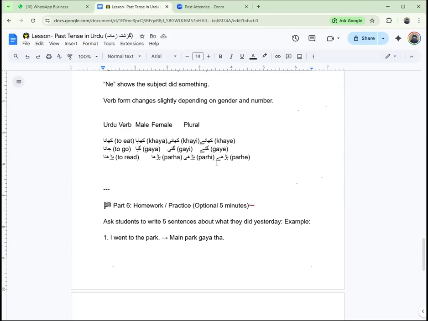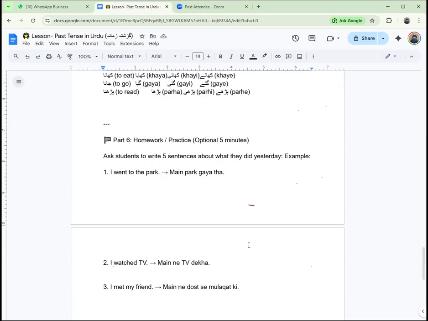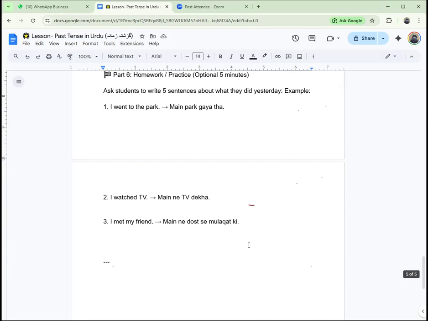Past tense sentence: उन्होंने मजमून पढ़े. They read the essay. They read the essay, उन्होंने मजमून पढ़े. Can you write 5 sentences? Can you translate these 3 sentences here into Urdu? I think I have already written them. You can give your own examples and read this.